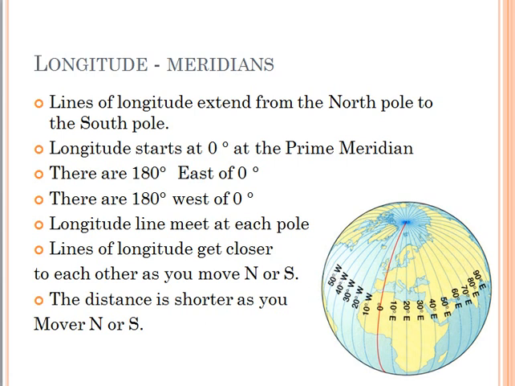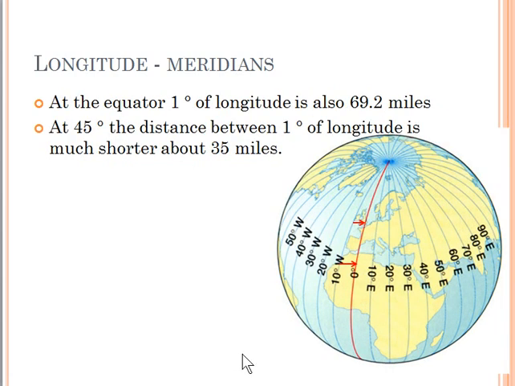And you'll see that the lines of longitude converge. So at the equator, this little arrow here, one line of longitude is also about 69.2 miles. But those lines get closer and closer together as you move toward the pole. So at about 45 degrees latitude, these two lines of longitude are much closer, or almost half as far apart. So we're thinking about distance.